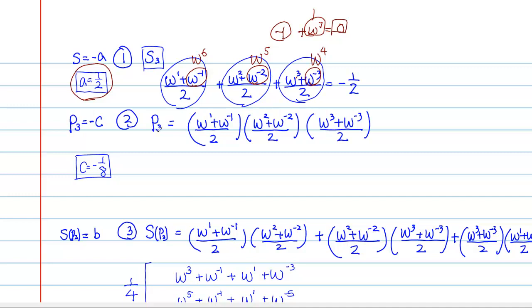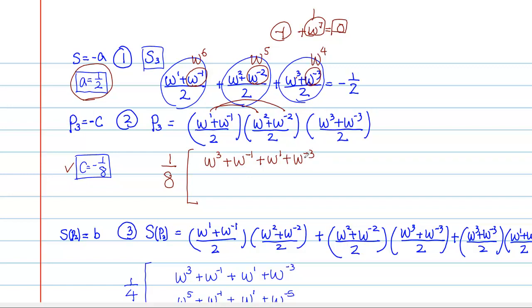Now the product of the 3 roots. Maybe we can work it together very quickly. 2 times 2 times 2 is 8, so 1 over 8 moves out. Now use this one. W1 times W2 is W3. W1 times W negative 2 is W negative 1, the conjugate. W1 times W2 is W3. W negative 1 times W negative 3 is W negative 4.